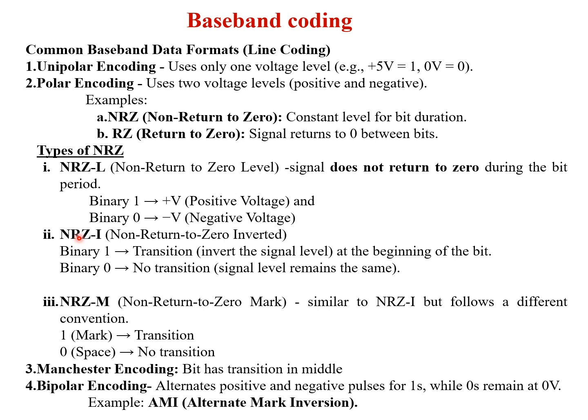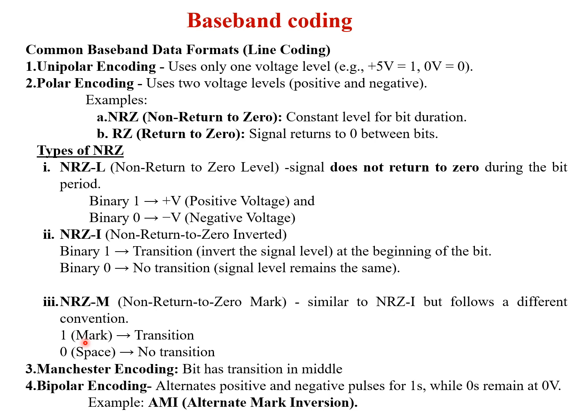NRZI, non-return to zero inverted. For binary 1, there is a change in the signal level at the beginning of the bit, and for binary 0, there is no transition, there is no change in signal level. It remains the same. NRZM, non-return to mark, is similar to NRZI but follows a different convention.